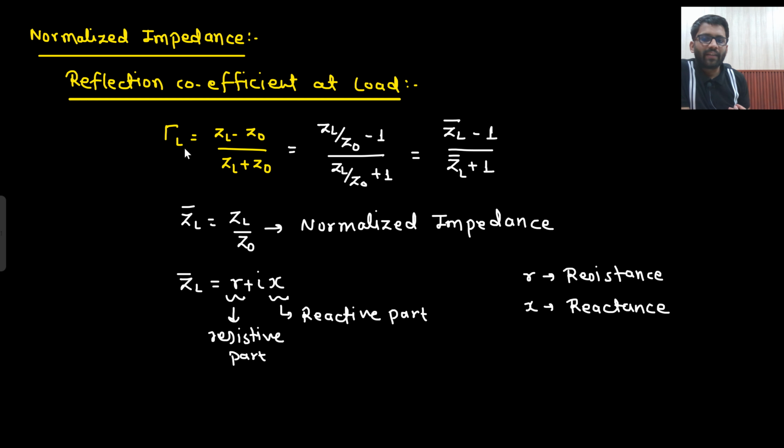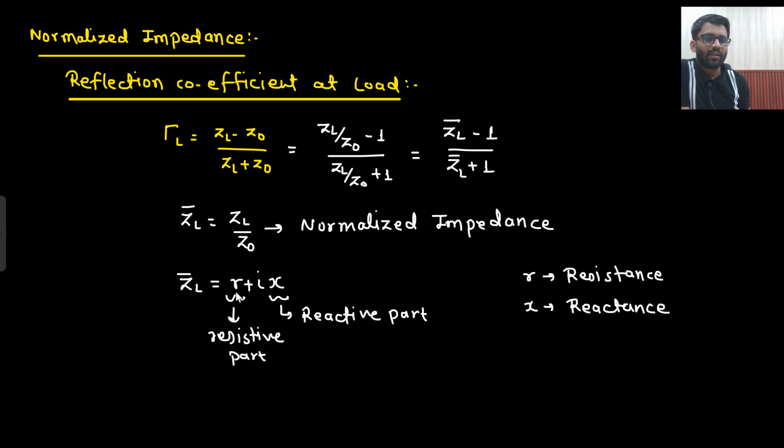So what I was doing is that I was writing down my reflection coefficient at load. So I wrote down ZL by Z0 minus 1 upon ZL by Z0 plus 1, where I am calling ZL by Z0 the normalized load impedance, which is known as ZL dash. This ZL dash can be complex, because ZL can also be complex and Z0 can also be complex.